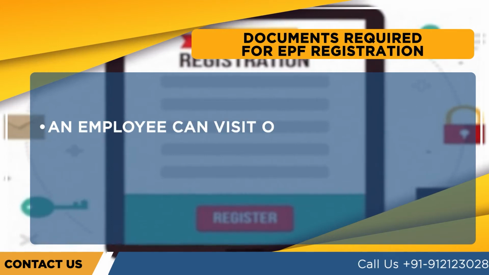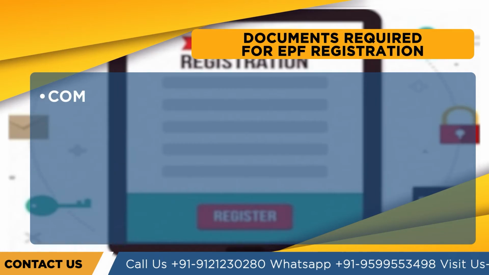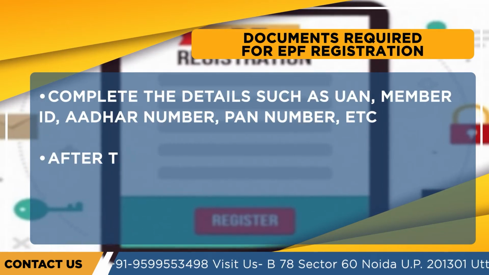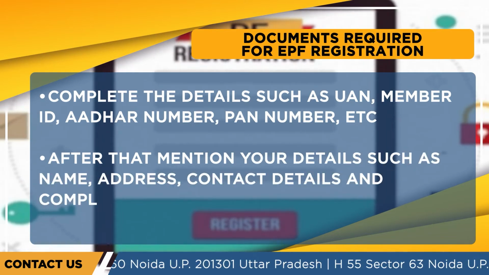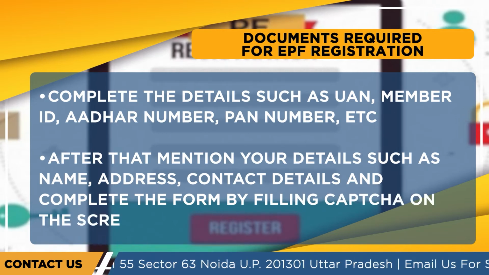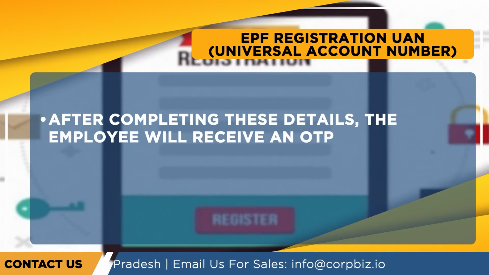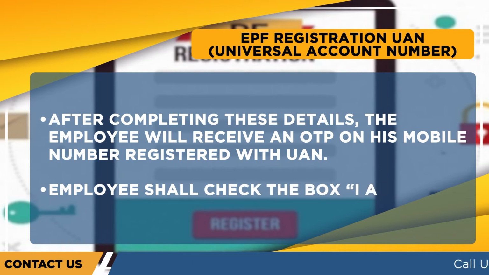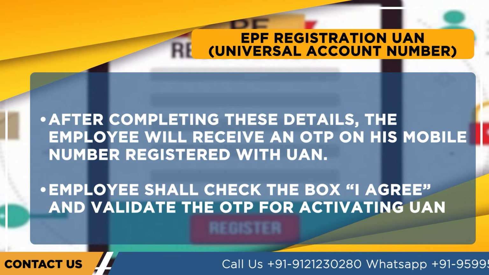An employee can visit online for UAN activation on the official website of EPFO. Complete the details such as UAN, member ID, Aadhaar number, PAN card, etc. After that, mention your details such as name, address, contact detail, and complete the form by filling the CAPTCHA on the screen. After completing these details, the employee will receive an OTP on his mobile number registered with UAN. The employee shall check the box I agree and validate the OTP for activating UAN.